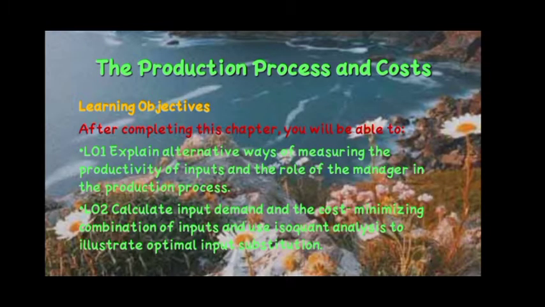The production process and cost. In this chapter, our learning objectives after completing this chapter will be able to explain alternative ways of measuring productivity of inputs and the role of the manager in production process. Calculate input demand and the cost minimizing combination of inputs and use ISOQUANT analysis to illustrate optimal input substitution.